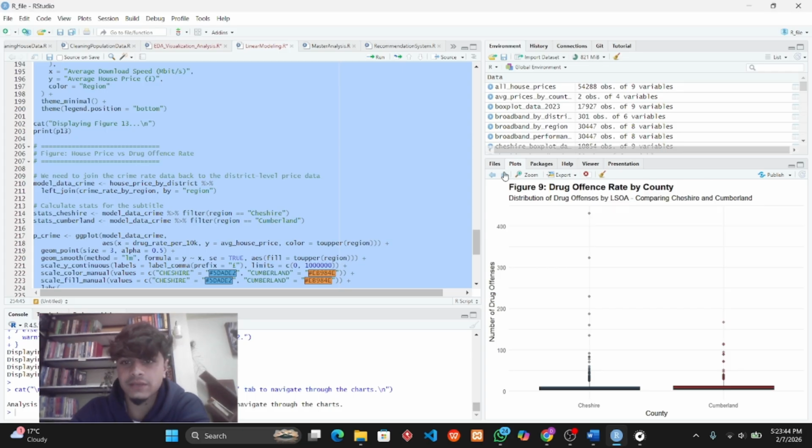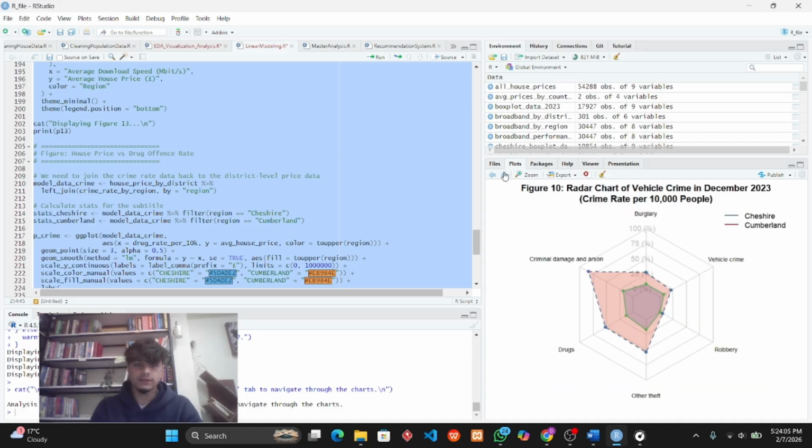So as you can see in figure 9, drug offense rate by county. This figure shows that Cheshire generally has higher and more variable drug offense counts than Cumberland. This suggests drug-related crime is more prevalent in Cheshire.